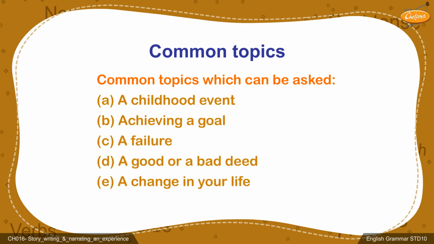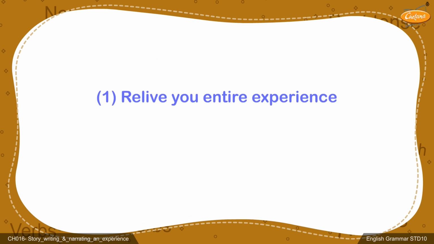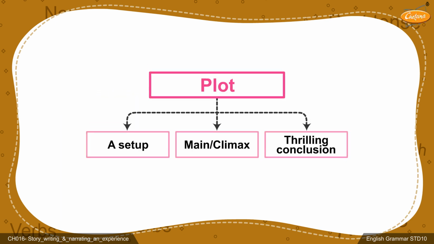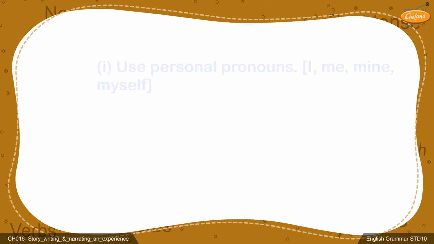The common topics which can be asked are a childhood event, a good or bad deed, a failure you encountered, etc. Let's now learn how to write a narrative type of content. Firstly, you should narrate an experience in such a way that one reveals the entire experience. You should also focus on helping the readers visualize everything in their minds. You must divide your plot into a setup, a main part followed by a thrilling conclusion.